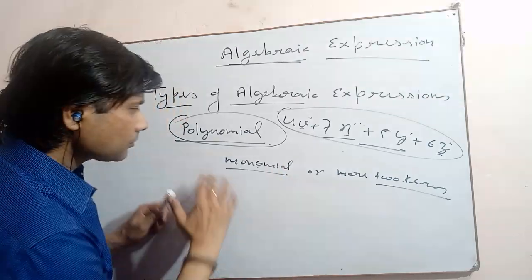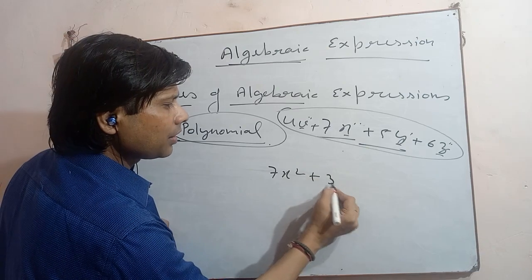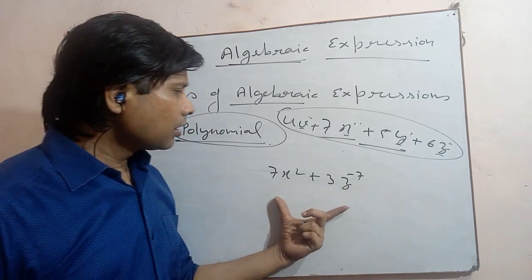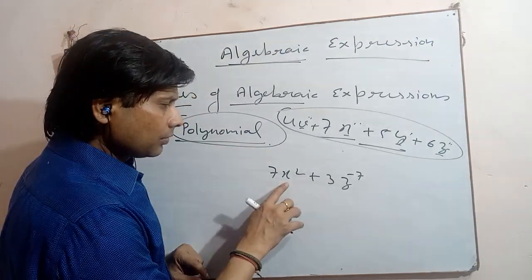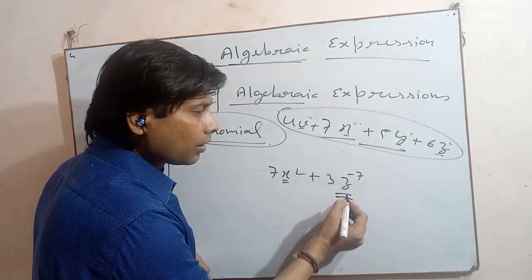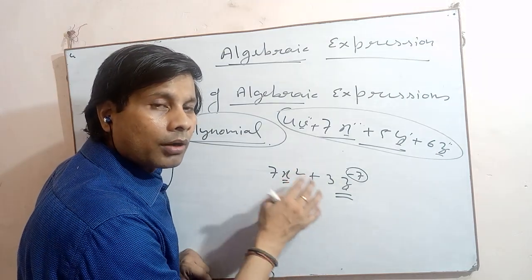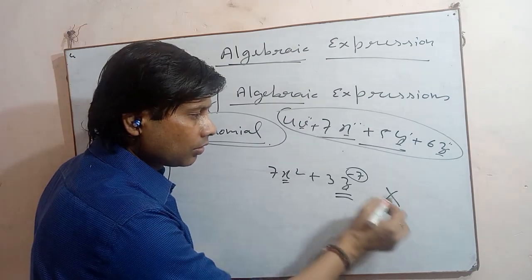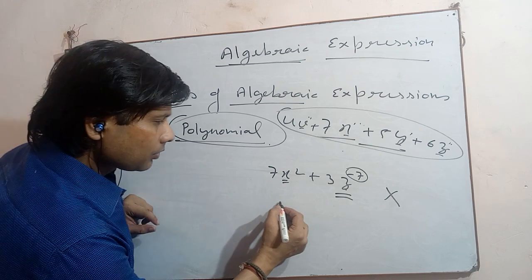For example, if I say here 7x square plus 3z to the power minus 7, and I ask, is it a polynomial? No, because in the first term, the variable part has a positive power, but in the second term, the variable part has a negative power. And I told you the power should always be a whole number, and this is minus 7, so this is not called a polynomial, right?